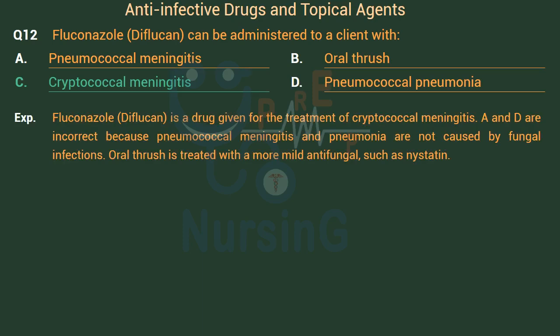Fluconazole, Diflucan, is a drug given for the treatment of cryptococcal meningitis. A and D are incorrect because pneumococcal meningitis and pneumonia are not caused by fungal infections. Oral thrush is treated with a more mild antifungal, such as nystatin.